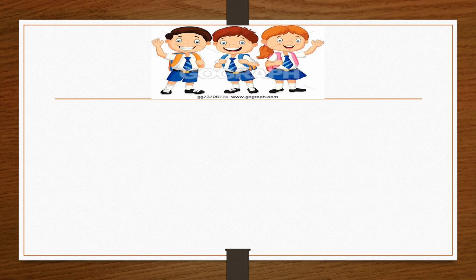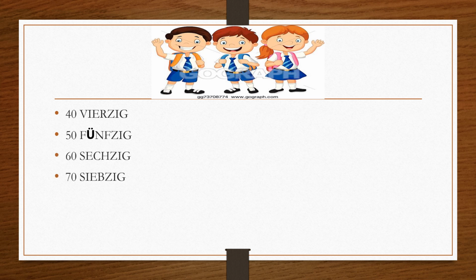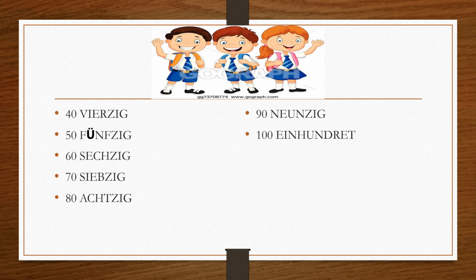Okay, 20, 30, 40, 50, 60, 70, 80, 90, 100. The way I have written 100 in a together form, you have to write all these numbers in a together form only. You don't have to make a space in between. But still, up to 100 we are writing in a vice versa form, like 21 we are writing ein und 20, right?